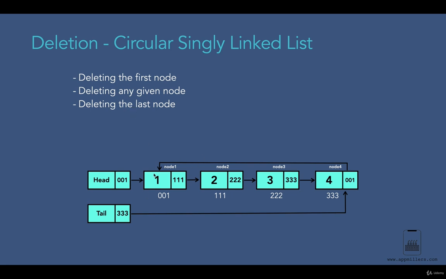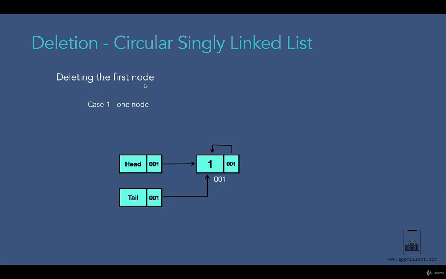Here we can delete an element from the beginning of this circle single linked list. If we delete node 1 from here, it means that we are deleting the first node. The second case is deleting any given node between these nodes. For example, if you want to delete node 2, this belongs to the second case. The last case is deleting a node from the end of the circle single linked list. If you want to delete node 4, we are deleting the last node. Now let's see how these cases work one by one.